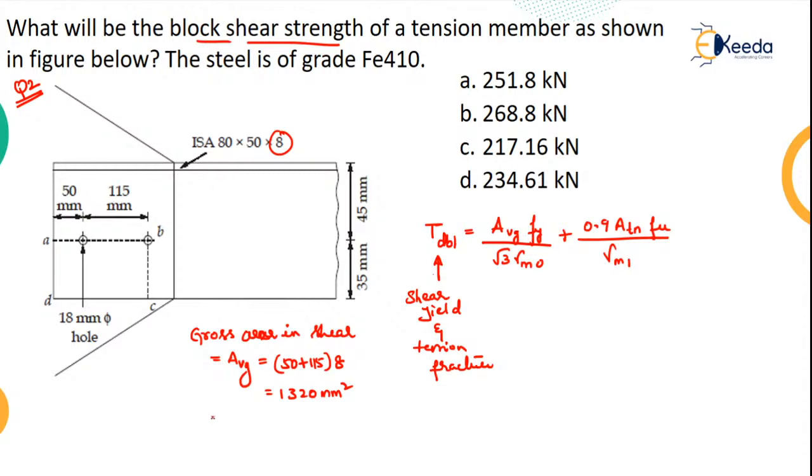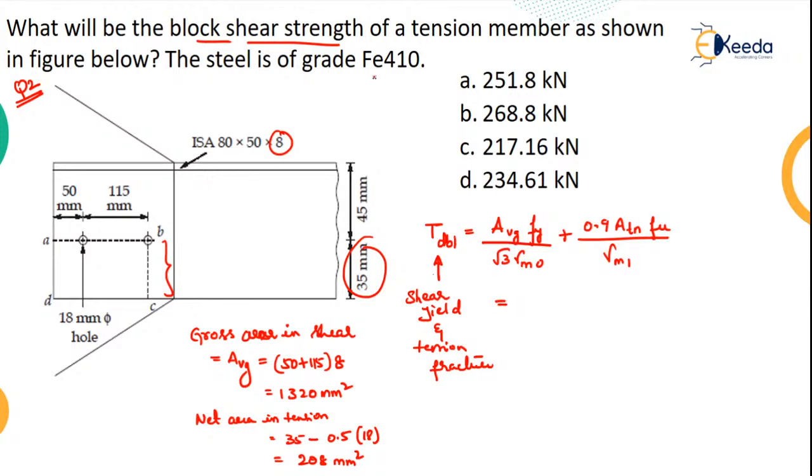Then along with that, what do you need in this formula? ATN, that is nothing but the net area in tension. So how much is the net area in tension? See, this particular zone will be in tension. So 35 minus 0.5 times 18, half of the bolt dia. So this will be the net area in tension, which is equal to 208 mm square. Right. So do the substitution.